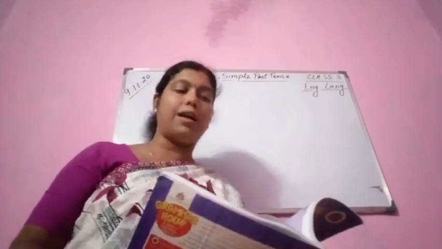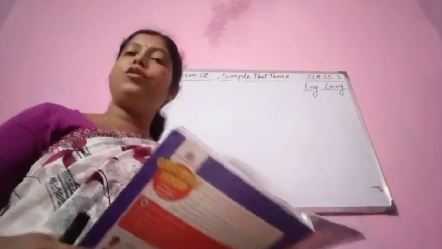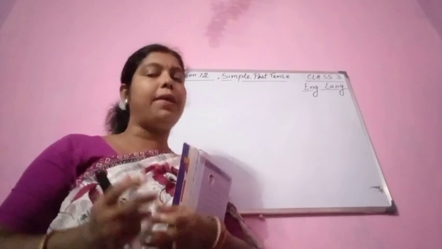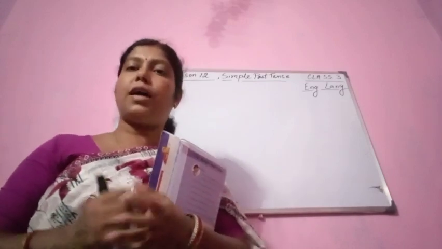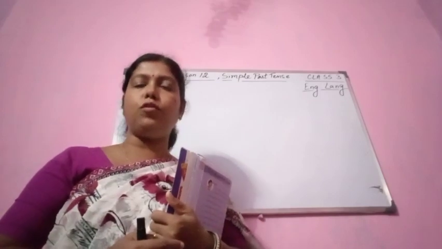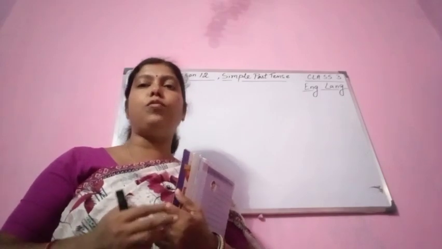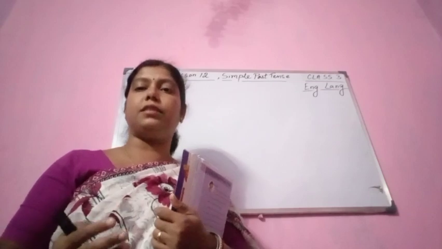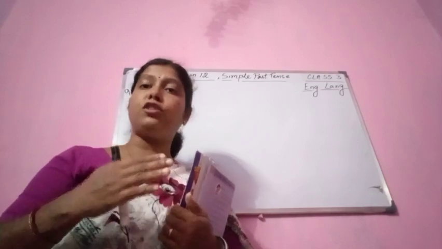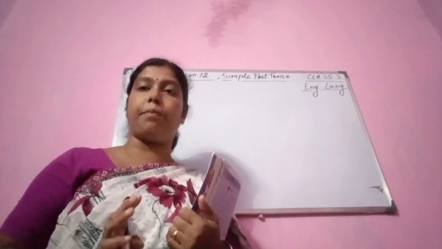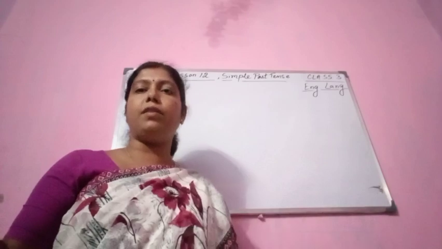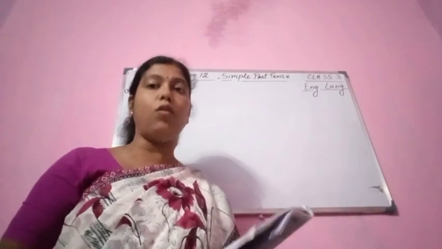So today in English language class we are going to do lesson 12, simple past tense. Simple past tense tells us about an action that has already taken place in the past. I have already explained what simple past tense is. Any action that has already taken place, the action which you have completed in the past. That action is already over.